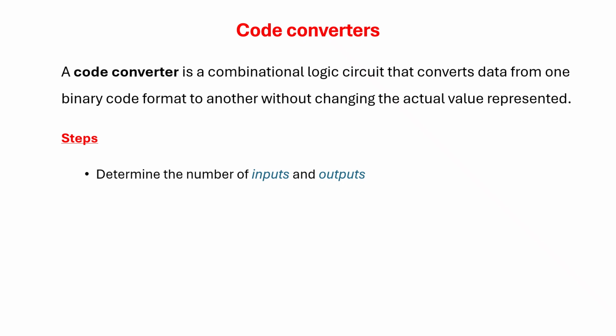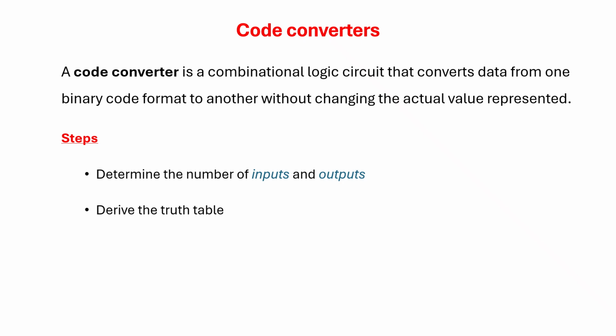So the first step is to determine the number of inputs and outputs. While converting from one code into another code, for example from binary to Gray, we need to know how many bits the binary code has and how many bits the Gray code has. Based on the number of bits, we decide how many inputs and how many outputs there are.